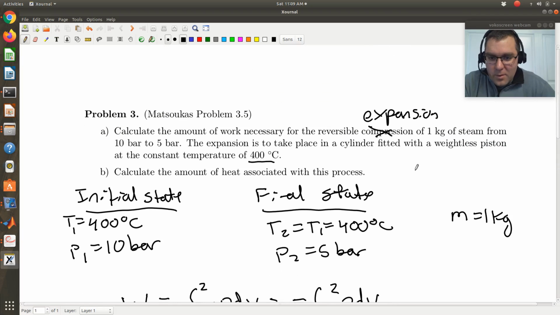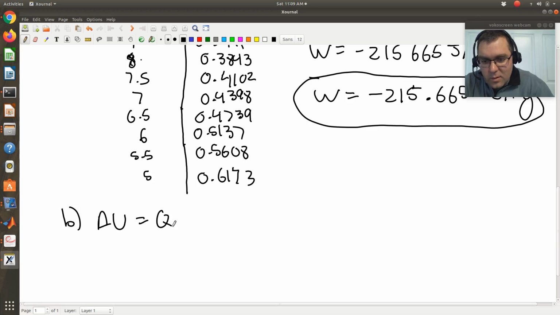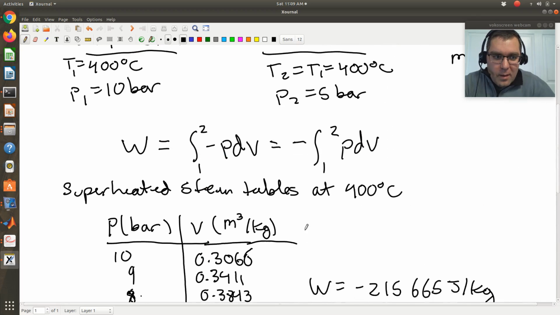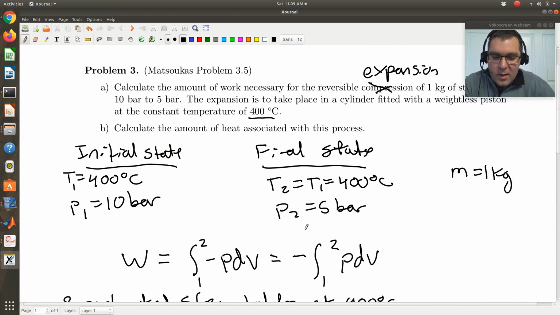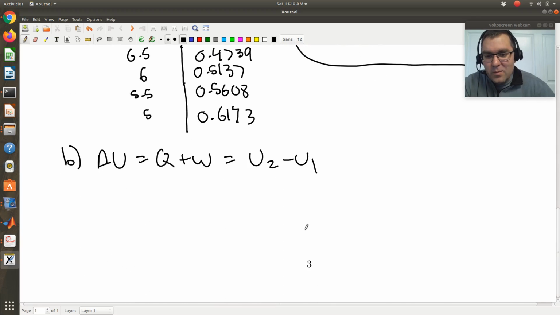All right, so that's W, and now we want to calculate Q. The key is in part B. My first law balance is that delta U is equal to Q plus W, where delta U is U2 minus U1. Now, when I look at my initial and final state, I know the temperature and pressure of both. I have a superheated vapor in both states. So single component, single phase, states completely specified. I can look up U2 and U1 in my superheated steam tables.